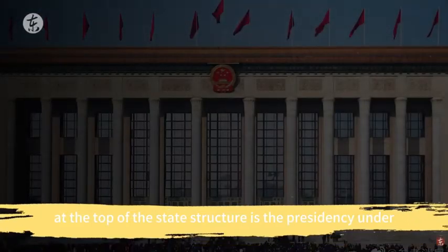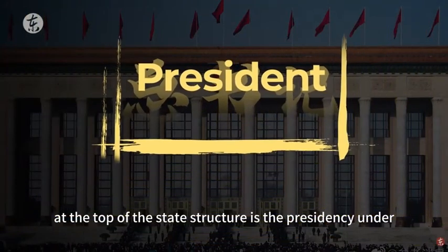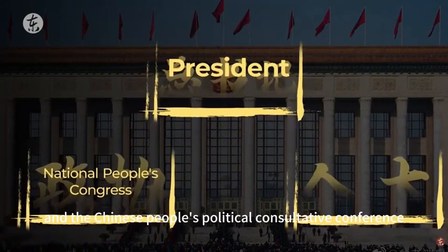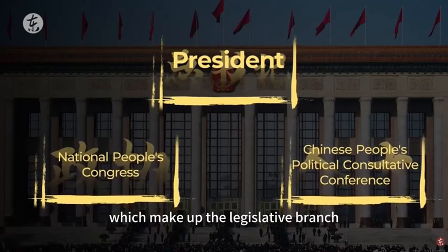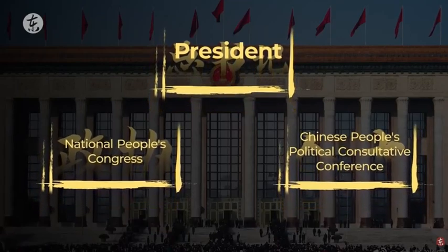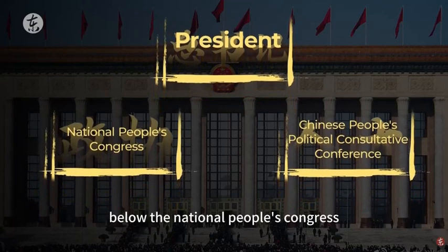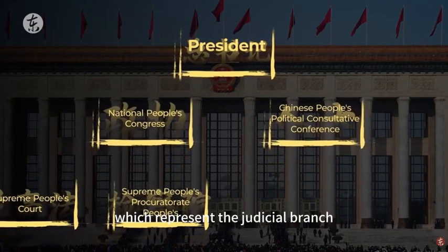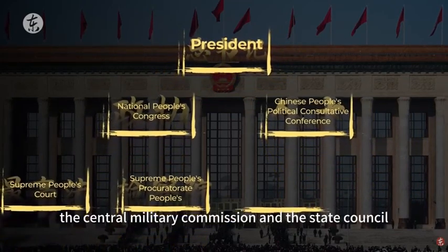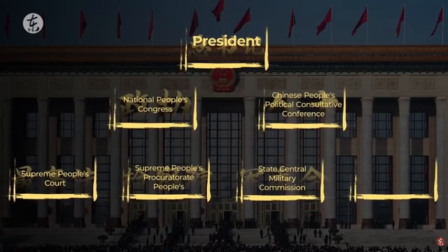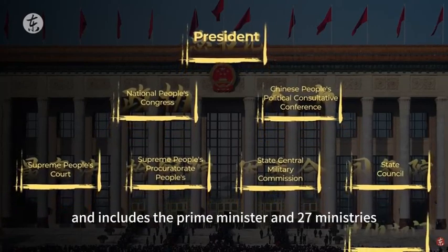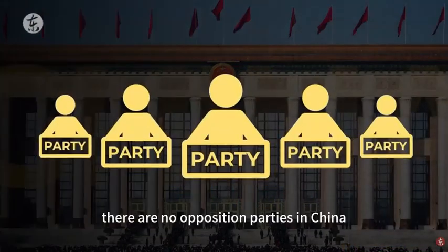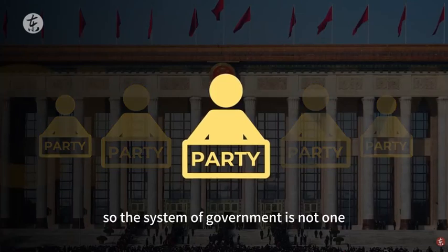At the top of the state structure is the presidency, under which are the National People's Congress and the Chinese People's Political Consultative Conference, which make up the legislative branch. Below the National People's Congress are the Supreme People's Court and the People's Procuratorate, which represent the judicial branch, the Central Military Commission, and the State Council, which is part of the executive branch and includes the Prime Minister and 27 ministries or secretariats.